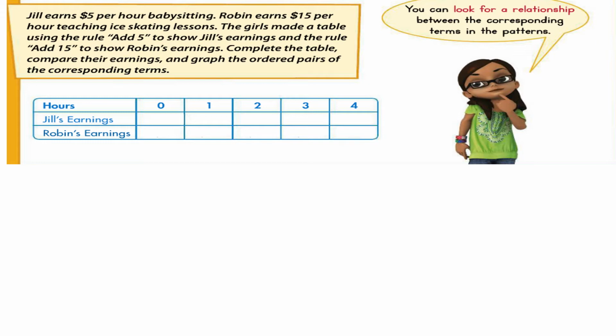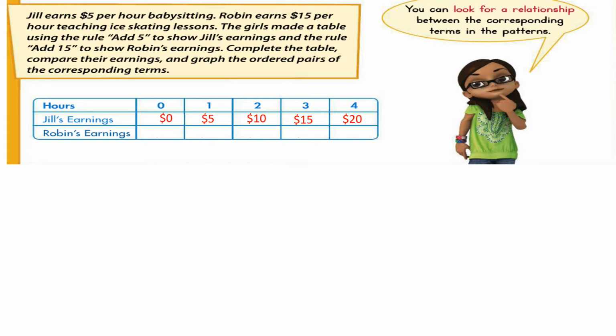So firstly, after 0 hours, of course he didn't work yet. So how much money did he get? Of course, zero money, $0. After working 1 hour, what will he get? Of course, as I said in the question, $5. And what is the rule here? The rule is adding 5. So add 5 extra to be $10 after 2 hours. After 3 hours, adding 5 extra will be $15. After 4 hours, which will be $20. Okay, that's for Jill. And what about Robin?